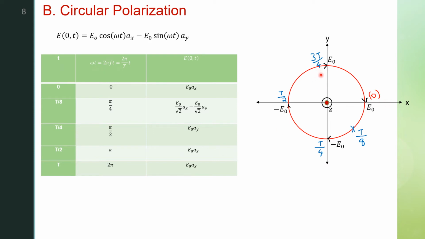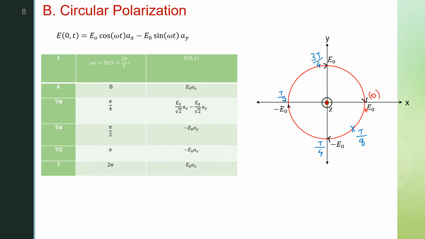So if you consider another point in between, that is 3T by 4, you will get the value as E0 aY. So when you plot it for the different time instances, it is very clear from the figure that the tip of the electric field vector defines a circle. And when we move from t equal to 0, T by 8, T by 4, T by 2, 3T by 4, it is actually moving in the clockwise direction. Here I have represented the orientation, it is in clockwise direction.